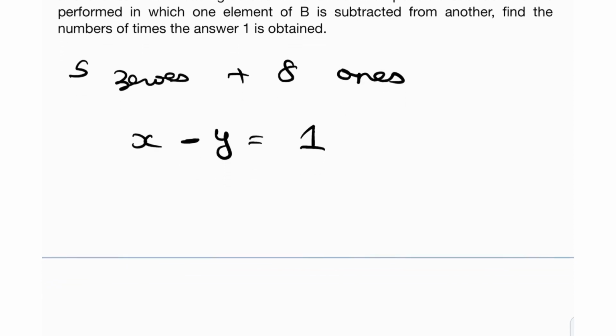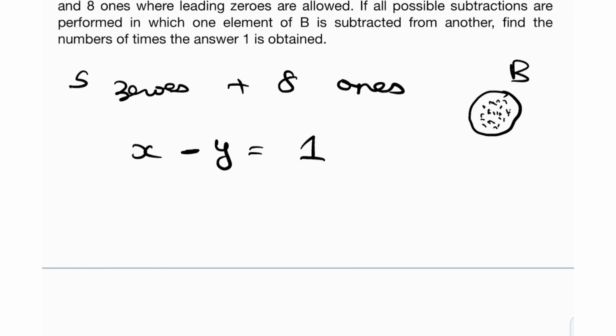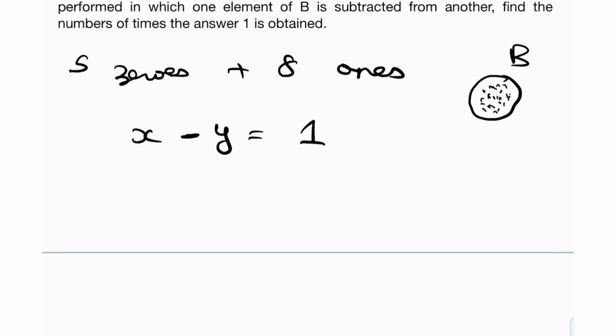So essentially, for example, let me just make a very rough diagram. So let's say this represents the set B, and let's say these dots represent the numbers in this set B such that they satisfy this given condition, right? 5 zeros, 8 ones, binary integers, and so on. And what I did is I took 2 elements from it. Let's say I took X and Y. Now this is asking when you subtracted X and Y, you got 1, right? So how many times does this happen, that you take 2 elements from B, you subtract them and get 1?